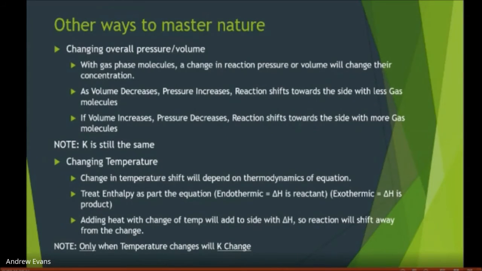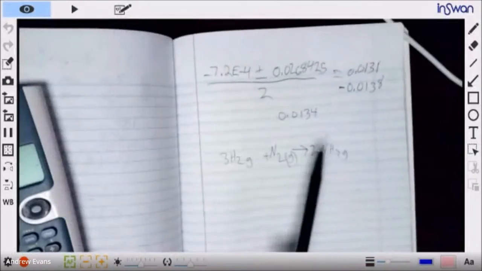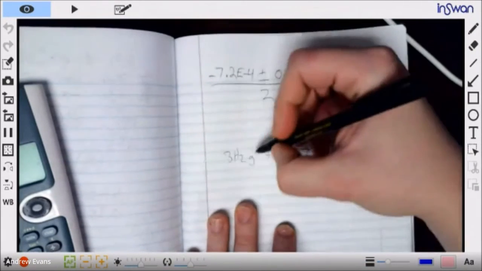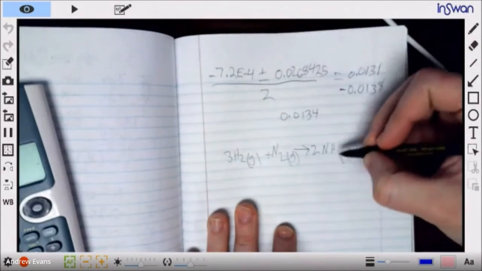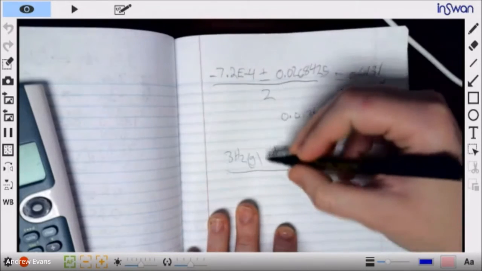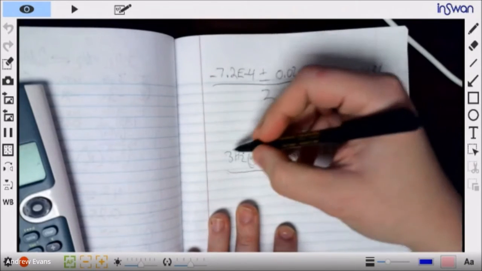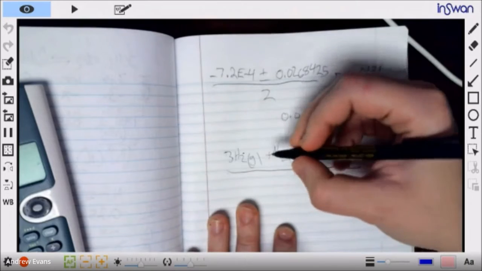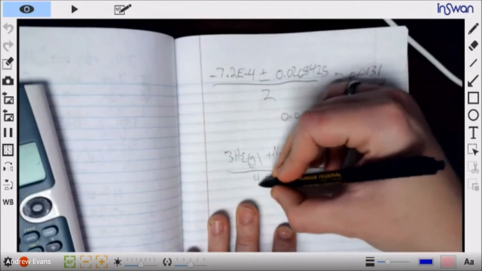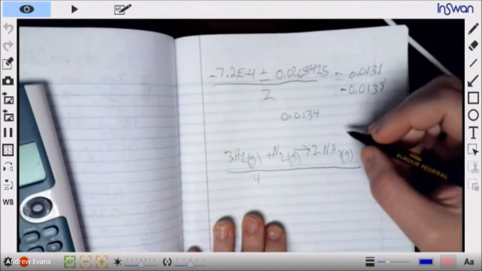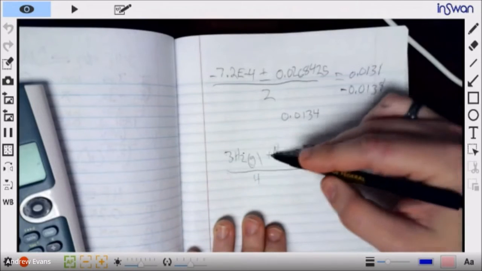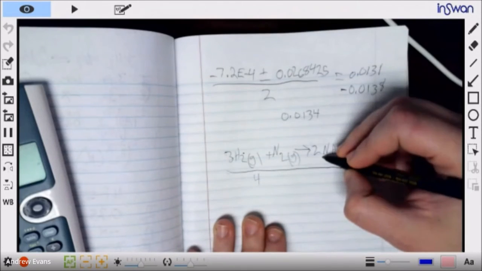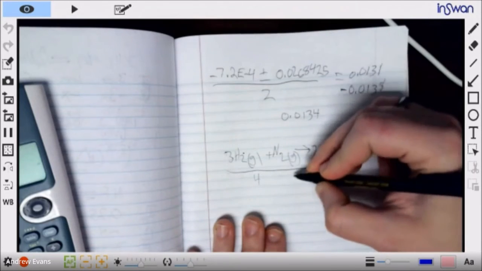Go back to the document camera so we can look at this. Looking at this, how many gas molecules do we have on the left? We have 4 gas molecules. In an ideal gas, it doesn't matter what we have. There's 4 gas molecules on the left, and on the right, we have 2 gas molecules.